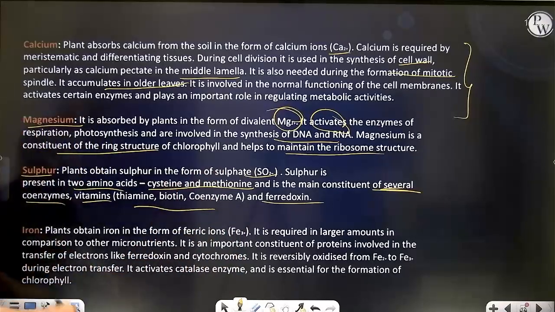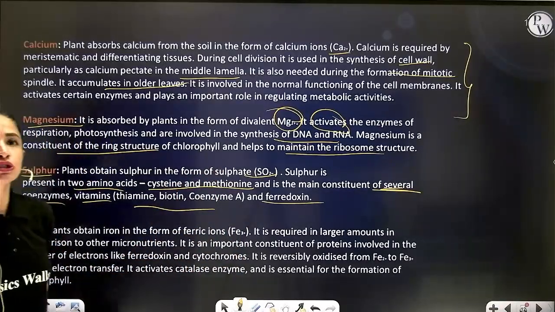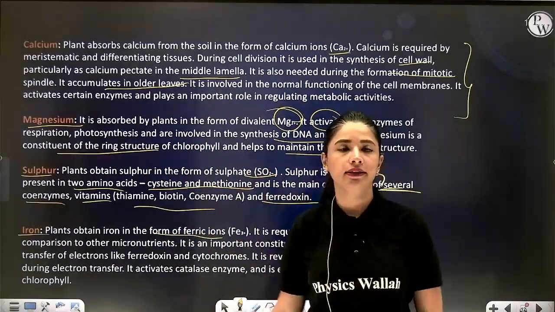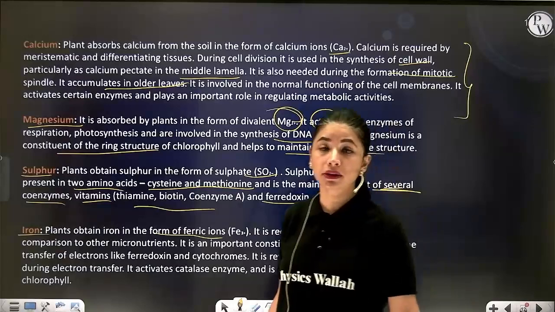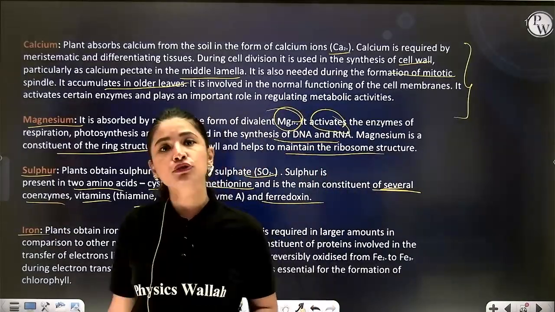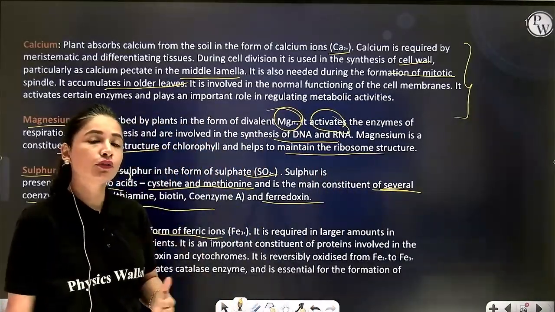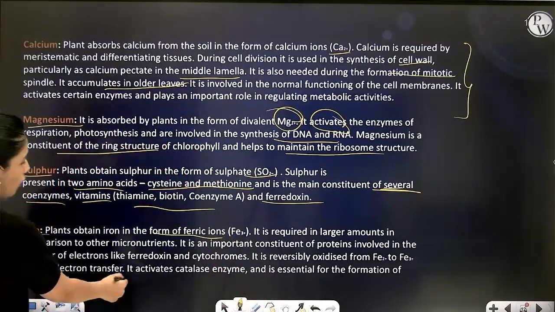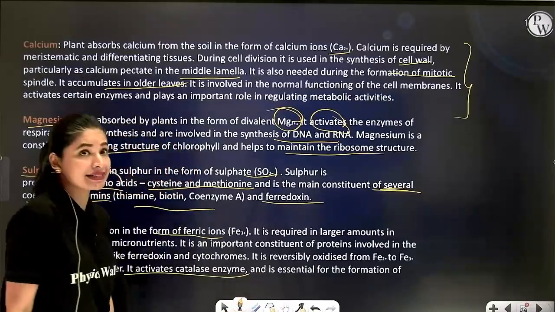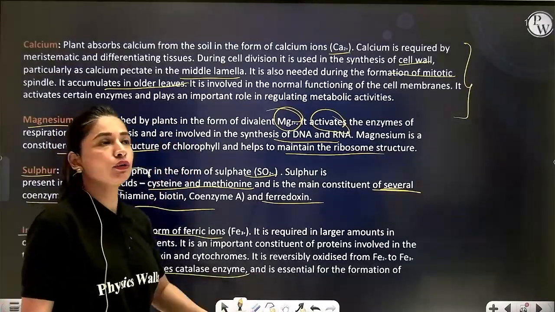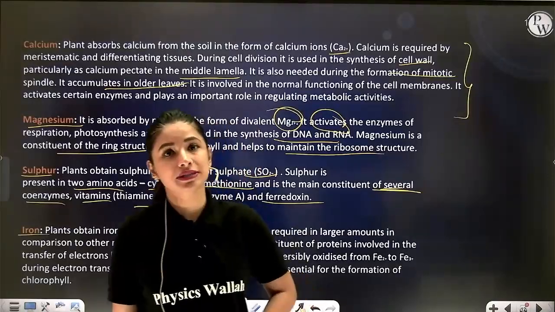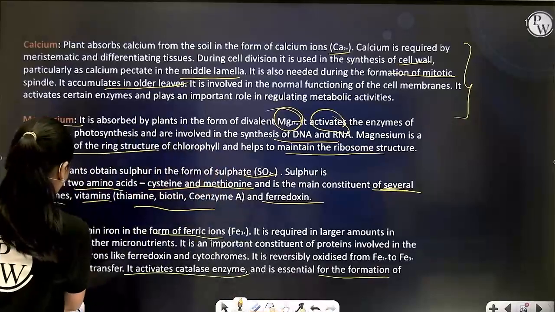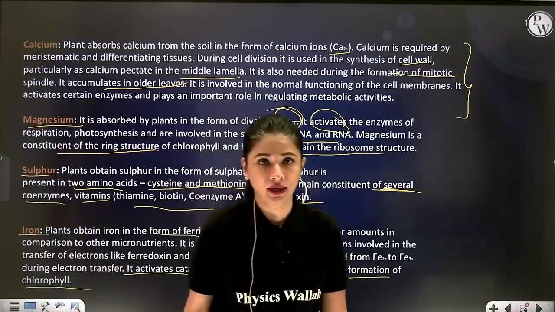Moving ahead with the next, iron. Iron is usually absorbed from the soil in the form of ferric iron, and the major role of iron is first of all to activate some enzymes like catalase, right? So it is also involved in the activation of enzyme catalase that is required during your photorespiration process. Apart from this, it is also essential for the formation of chlorophyll, right?